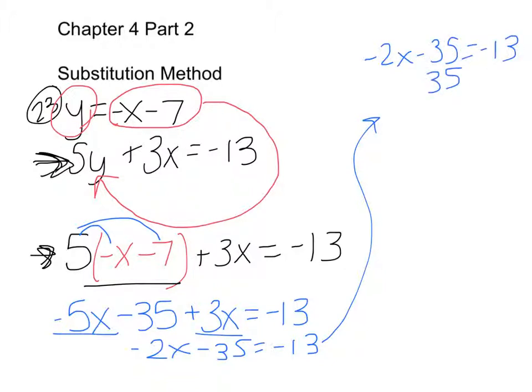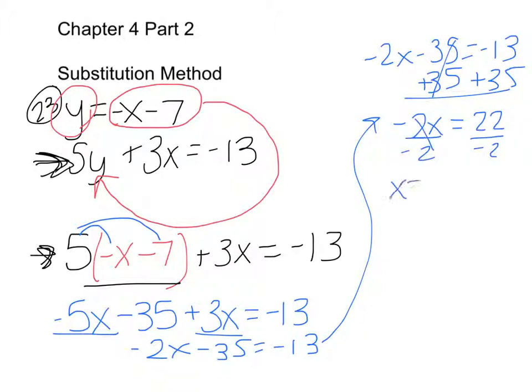We're going to add 35 to both sides. Okay, so now we have negative 2x is equal to 22. We'll divide both sides by negative 2 to get x is equal to negative 11. Now this is just one piece of the puzzle. We have to go back and also find our y value. So x is equal to negative 11.